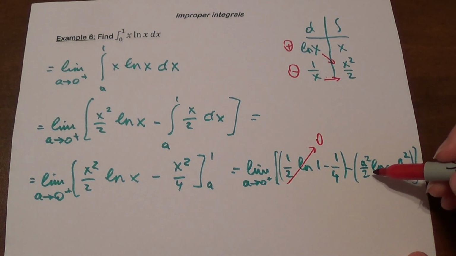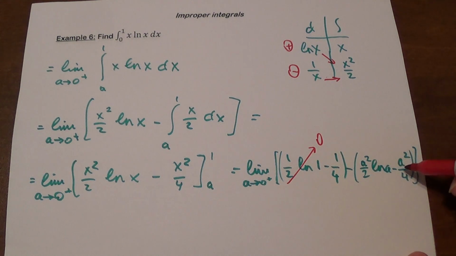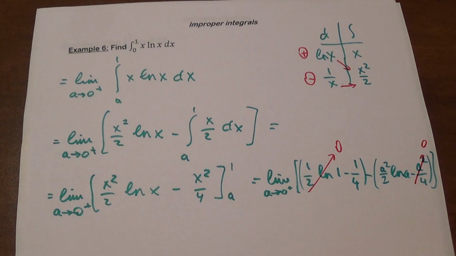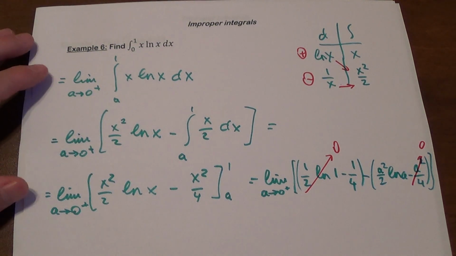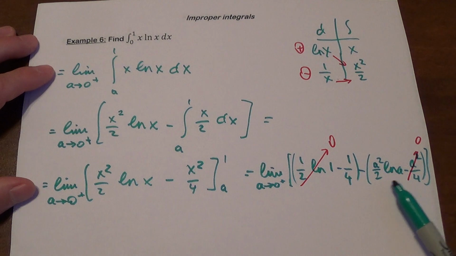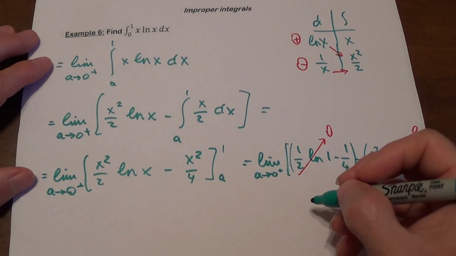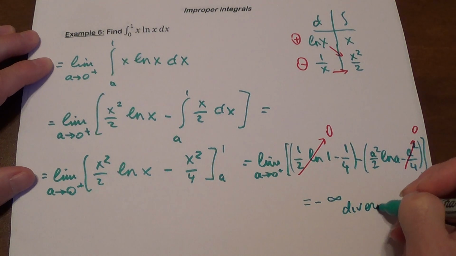So here, when a goes to 0, this term here is going to be 0. This we can't do because it's an indeterminate form. It's 0 times infinity. But after you do everything, this expression here is going to go to infinity, and this whole thing is going to end up giving you negative infinity, and this one is going to diverge.